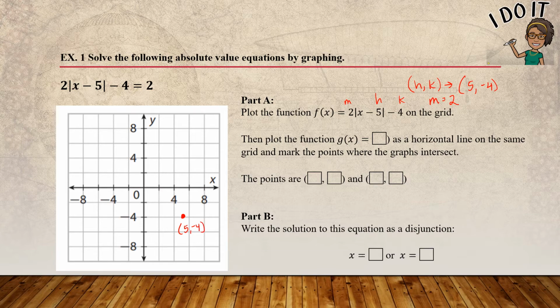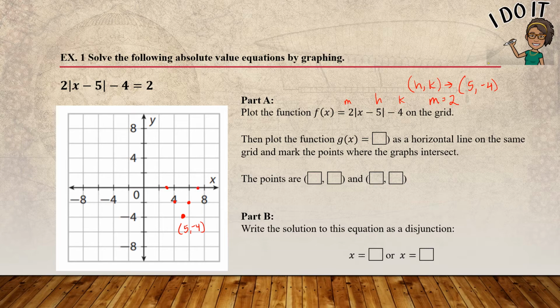And then remember our slope, we always go to the right. Our slope is a positive 2, so it's going to be opening upward. So we go 2 up. If I'm at negative 4, then I go up to negative 2 and then over to the right 1. Then I go up 2 and over to the right 1. And I do the same thing on the left: up 2 and over to the left 1, up 2 and over to the left 1.